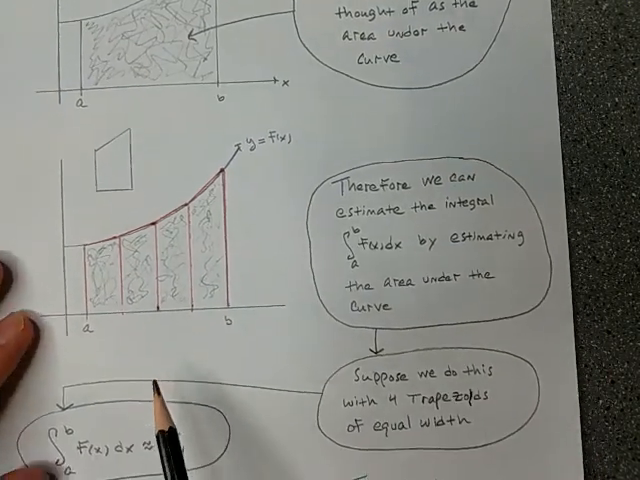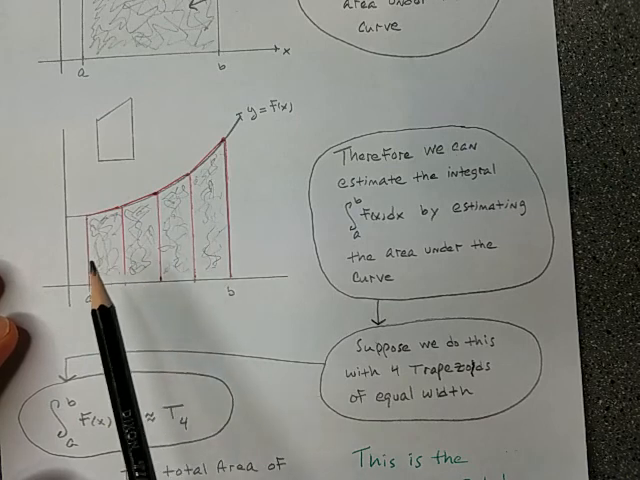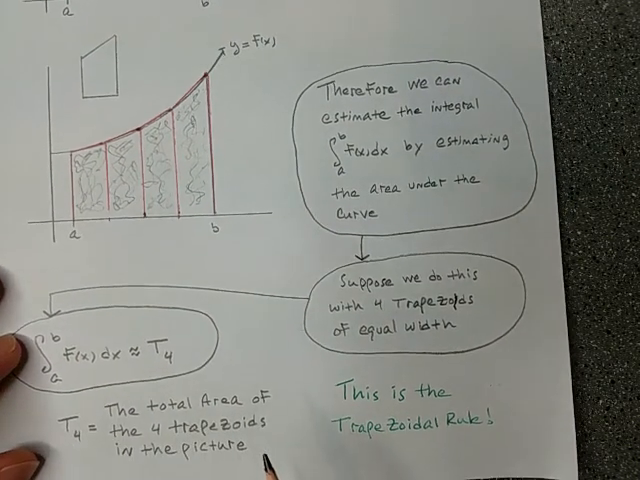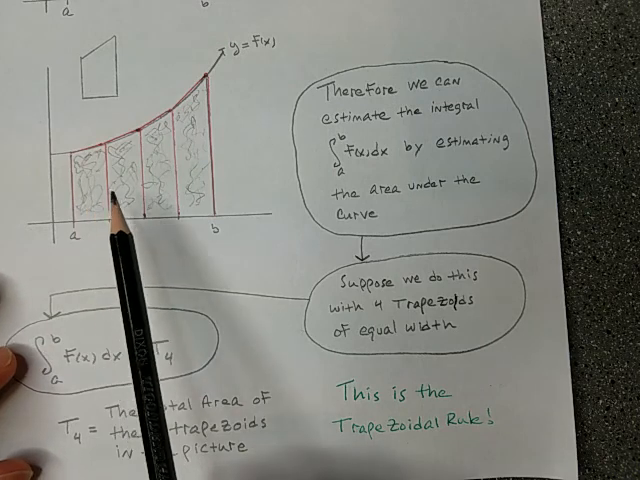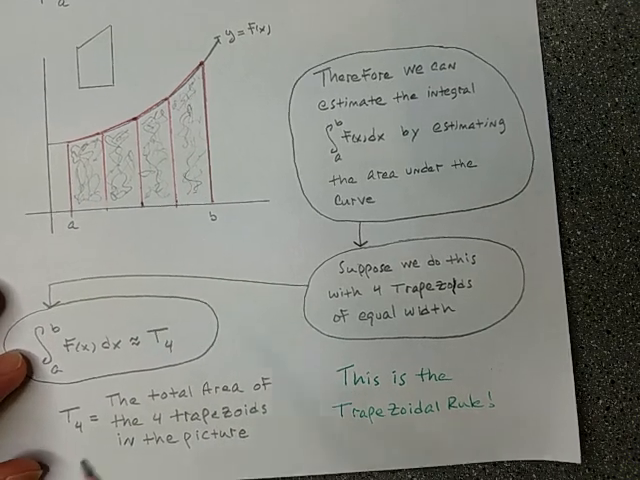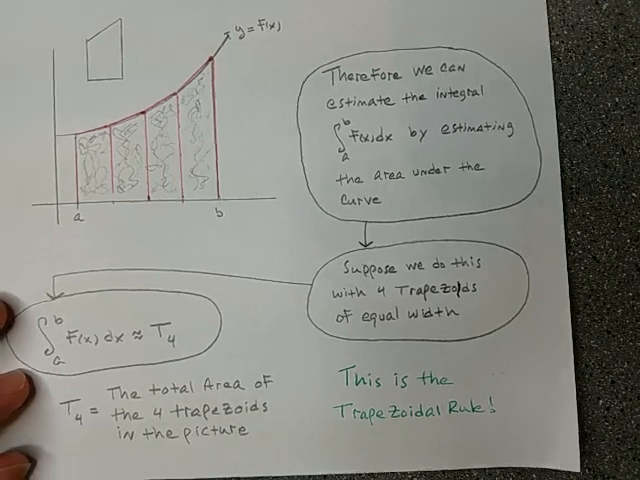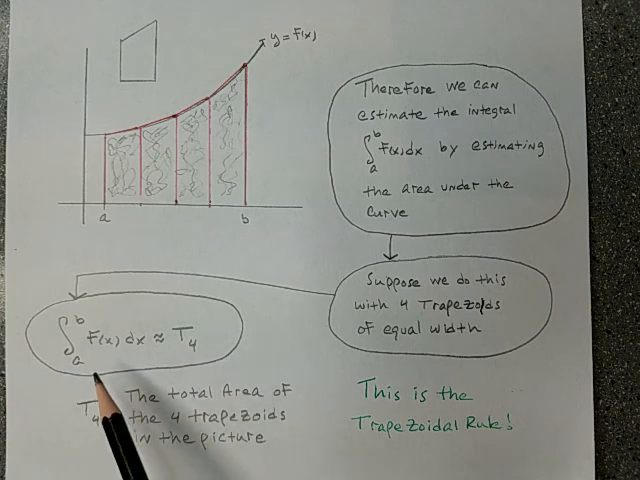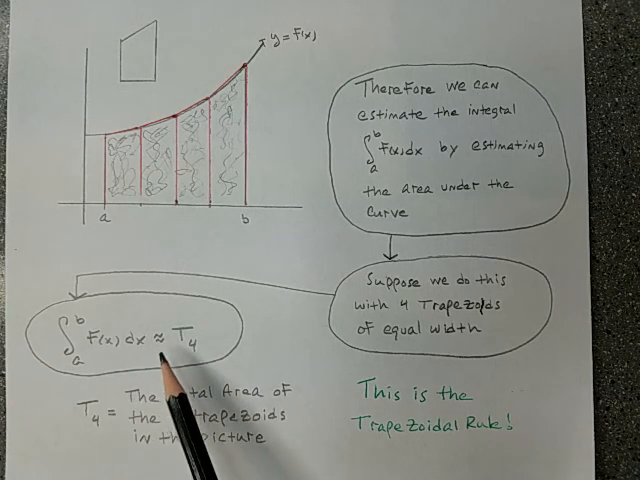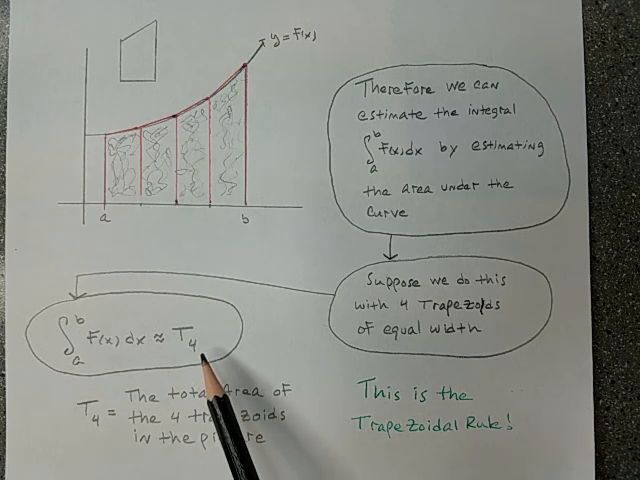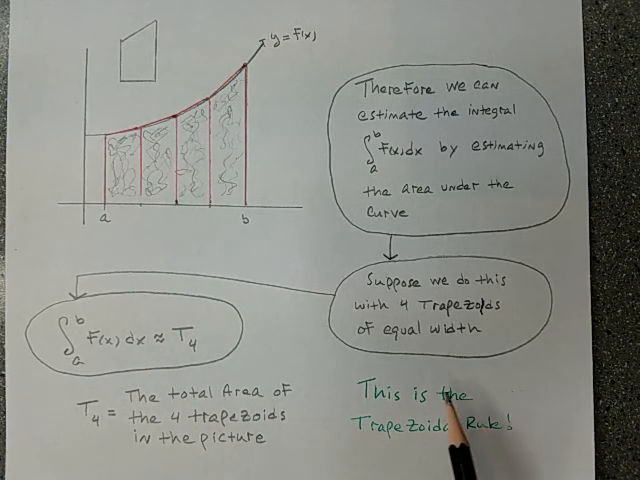So suppose I do that. I put 4 trapezoids in there with equal width. Then it turns out that if I could just find the grand total area of those 4 trapezoids, that would be what we call T4, the trapezoidal rule with 4 trapezoids. That definite integral would be roughly equal to the grand total area of the 4 trapezoids that you see in that picture, okay? And that's all the trapezoidal rule is.